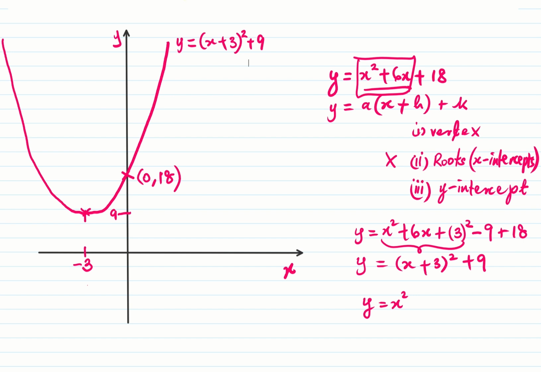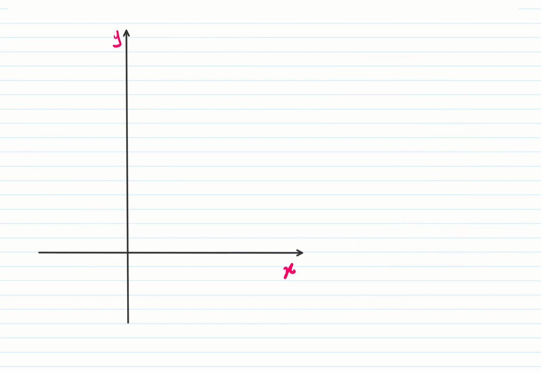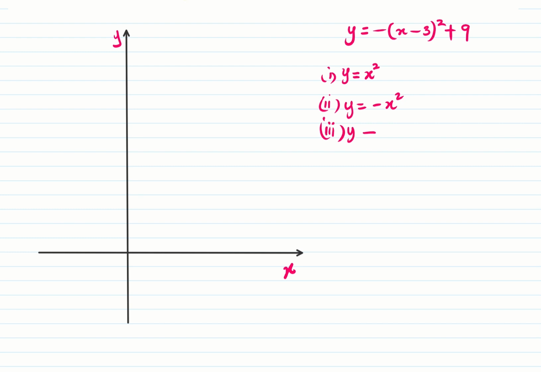Let's take another example. For this example, y equals negative (x minus 3) all squared plus 9. Remember y equals x squared. That's the first one we sketch. Then we look at y equals negative x squared, the reason being this minus. Then next we look at negative y equals negative (x minus 3) all squared. And then the last bit, we look at y equals negative (x minus 3) all squared plus 9.